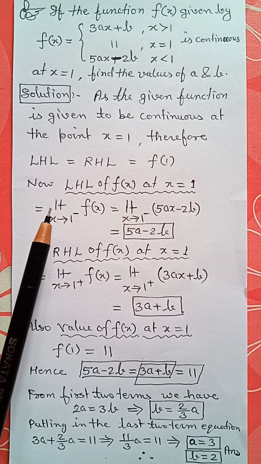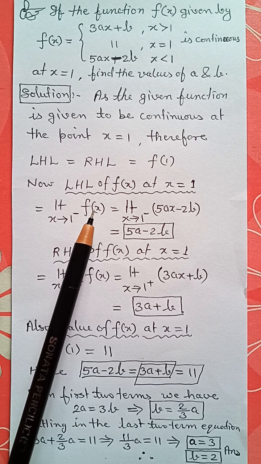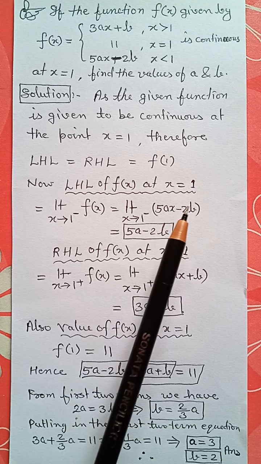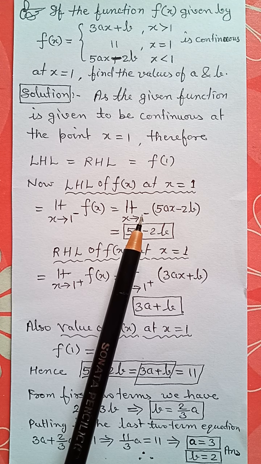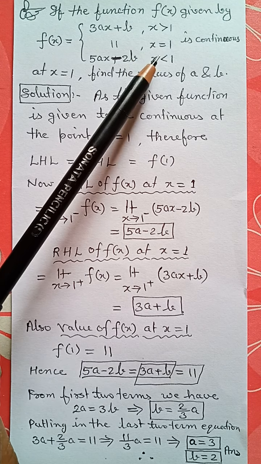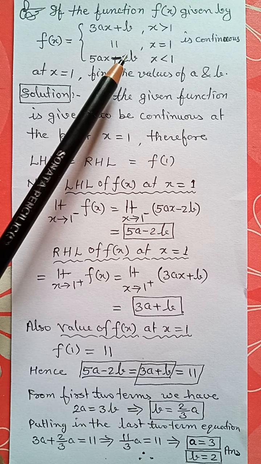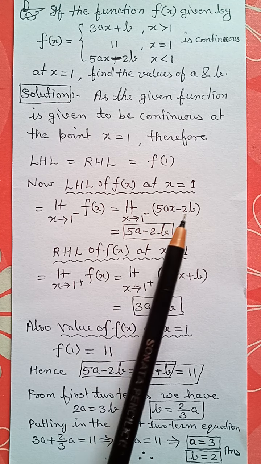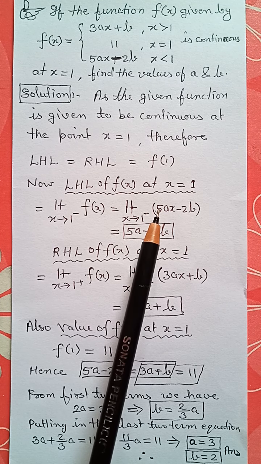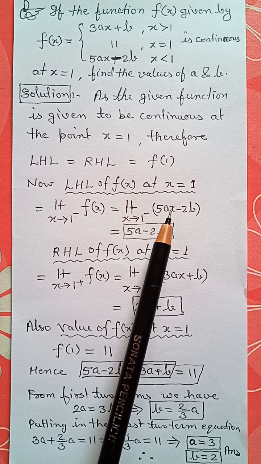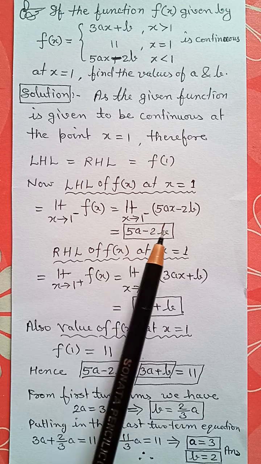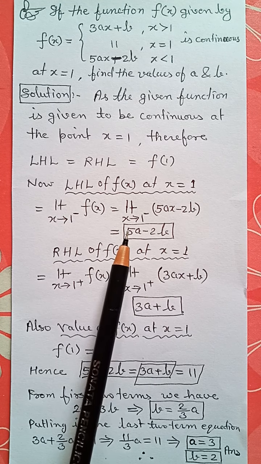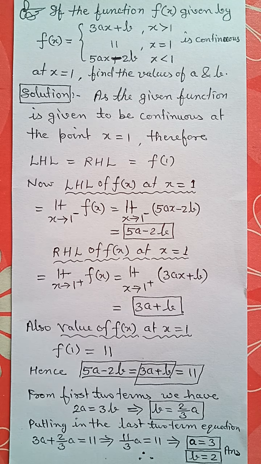This can be written as the limit as x tends to 1 minus of f(x), which equals the limit as x tends to 1 minus of the value of the function when x is less than 1, and this is 5ax - 2b. Putting x = 1, the value of this limit is 5a - 2b. Hence the left hand limit at x = 1 is 5a - 2b.